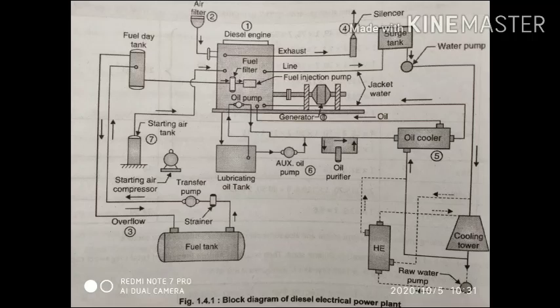In the compressed air system of starting, compressed air from the tank at high pressure, say about 20 atmospheric pressure, is admitted to a few of the engine cylinders, making them act as reciprocating air motors to turn the engine shaft. The fuel is admitted to the remaining cylinders, which causes the engine to start under its own power. The motor driven compressor is employed for supply of air to the compressed air tank. Battery supplies electric power to the motors through a starting switch.